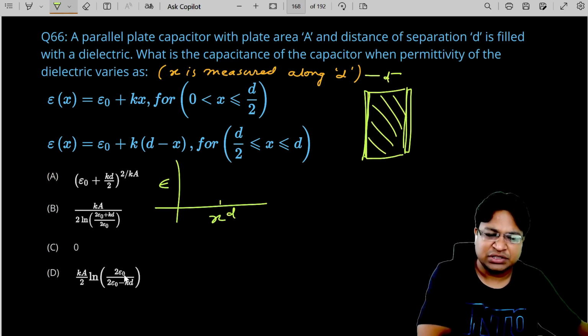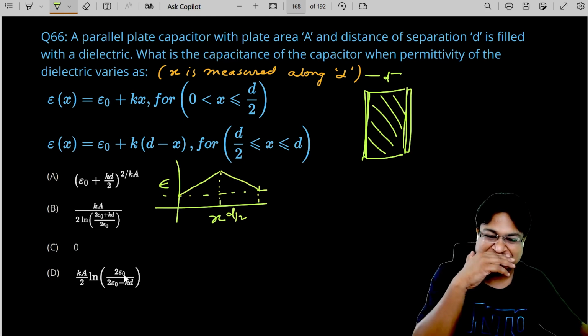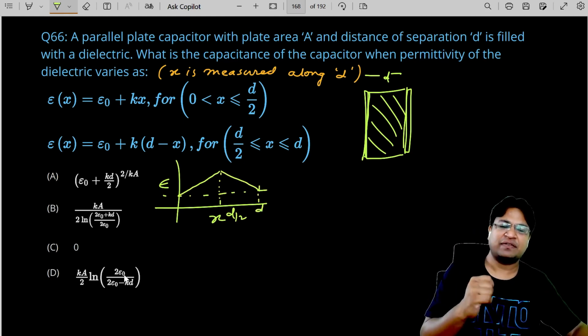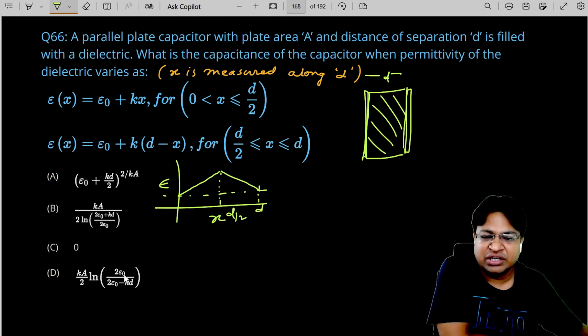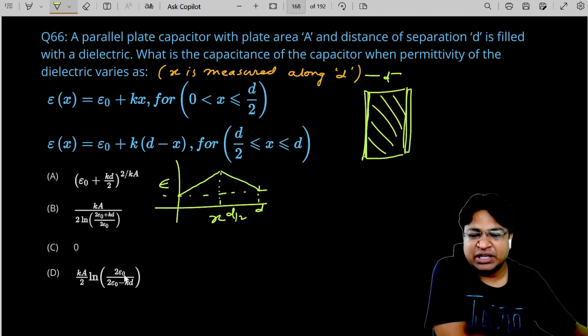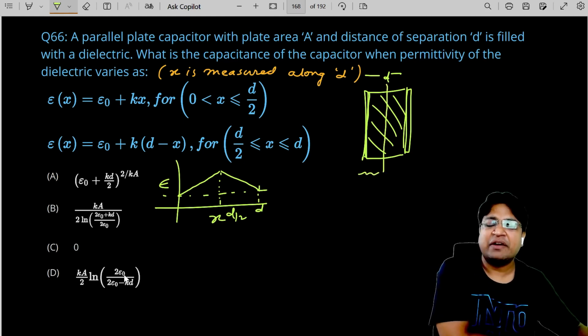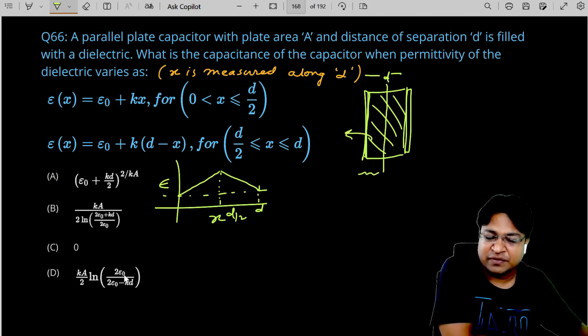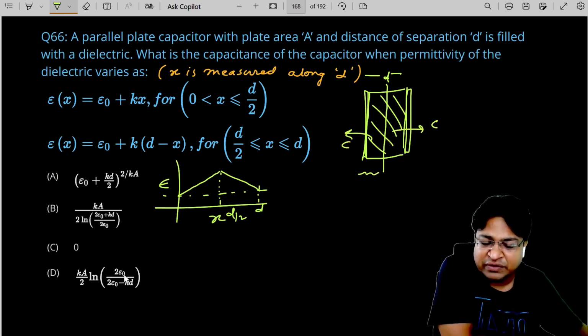Then for half the distance, for d by 2, the permittivity increases from epsilon naught to a certain value, and then in the remaining part it decreases following the same slope. Okay, so this is the graph. Like for the d by 2 it increases linearly, and for the next d by 2 it decreases uniformly to acquire the same value. So what I'm thinking is that I will integrate it from 0 to d by 2. Like I will first find the capacitance of this portion, and then I will double it, because whatever is the capacitance of this portion, the same will be the capacitance of the other portion, and they will be connected in series.